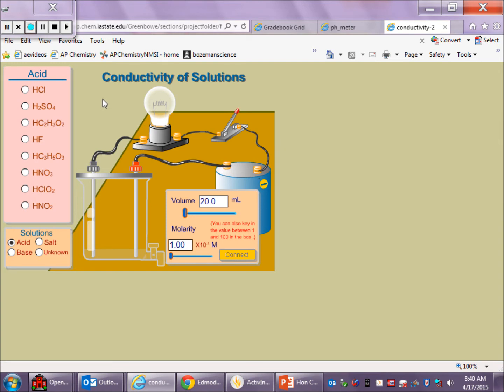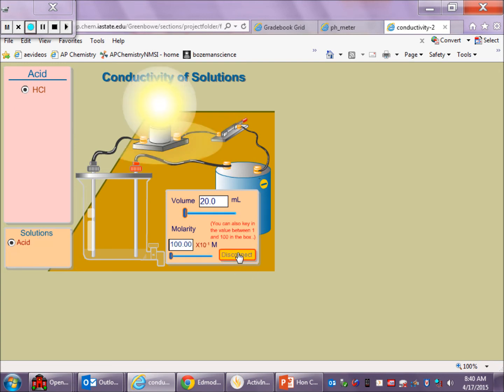Alright? Don't do that. We will check hydrochloric acid at 10 molar. Since I have my number here times 10 to the negative 1, I will put a 100 here to give me 10 molar. And I close the circuit. I connect it to see if hydrochloric acid conducts electricity. I can see it conducts very well.